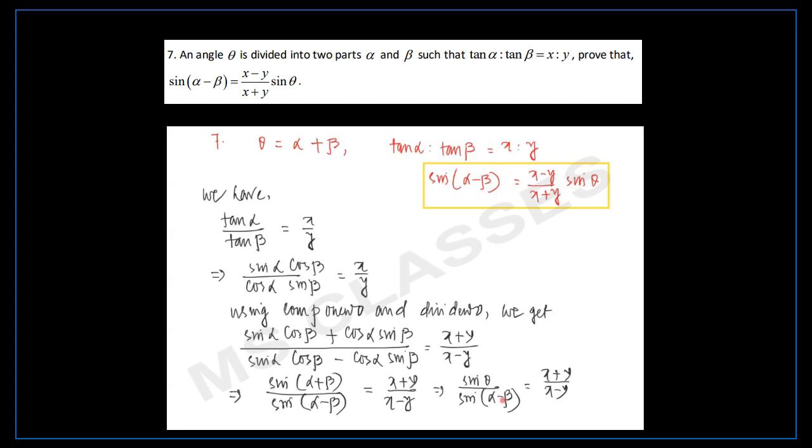Now, according to the given information, we have to take this one on one side and the other on the other side. So we write it here by cross multiplication: sine alpha minus beta equal to x minus y by x plus y into sine theta. And that is what is required.